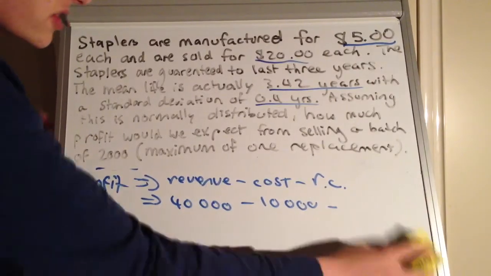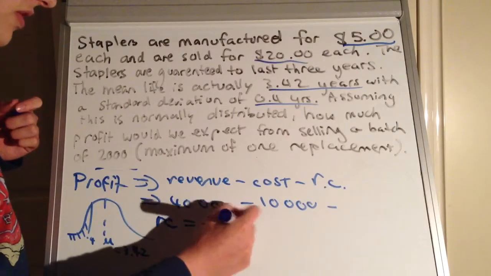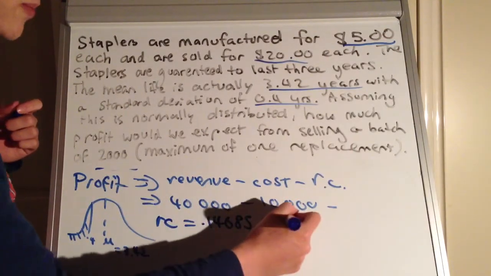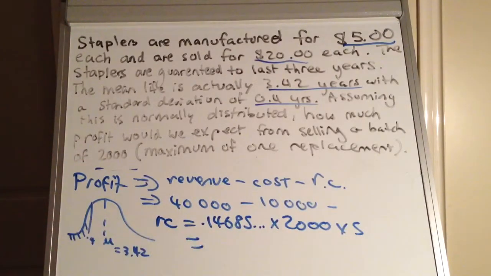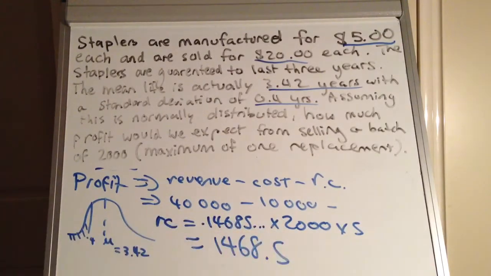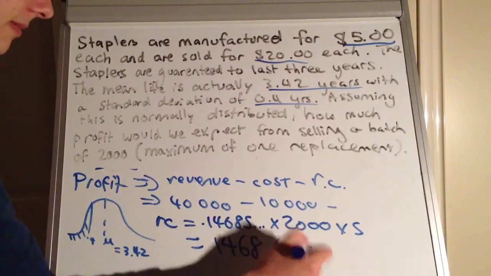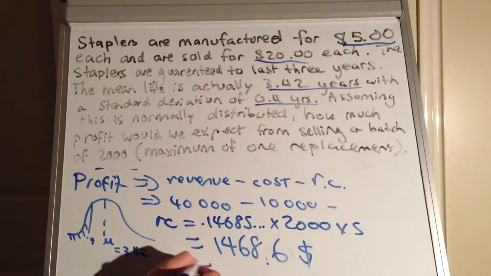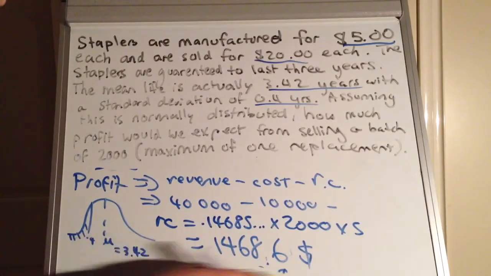So the replacement cost, as we worked out, is obviously going to be that 0.14685 times by 2,000 times by 5. And for this, I get a value of 1,468.5. In fact, I'll round that. So now, when I think about it in context, I'll just put that as $1,469. So now we have all our values necessary to calculate this.